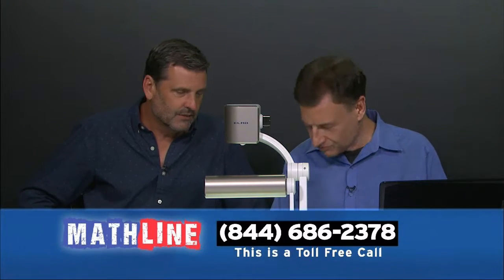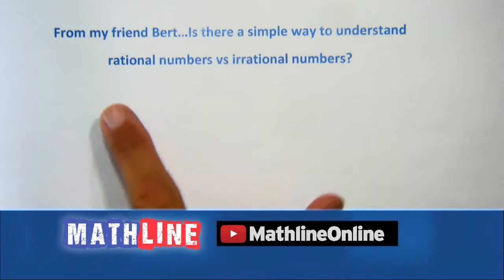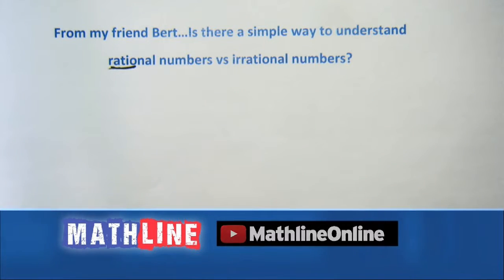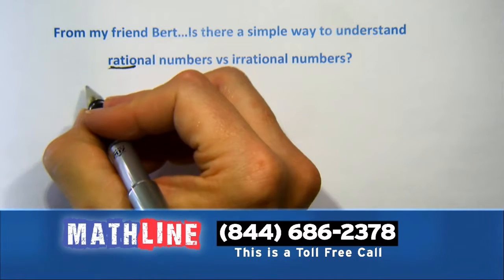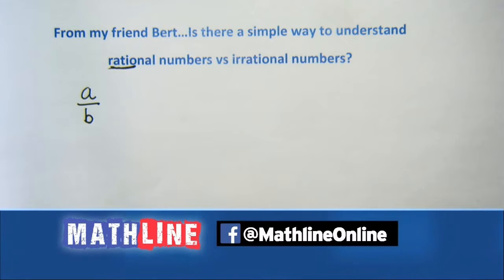Since we've already worked with ratios this whole week, I see the word ratio right inside the word rational. So guess what? If we can make a ratio of two integers, like A over B, then we've got a rational number. Any number that can be written in that form.